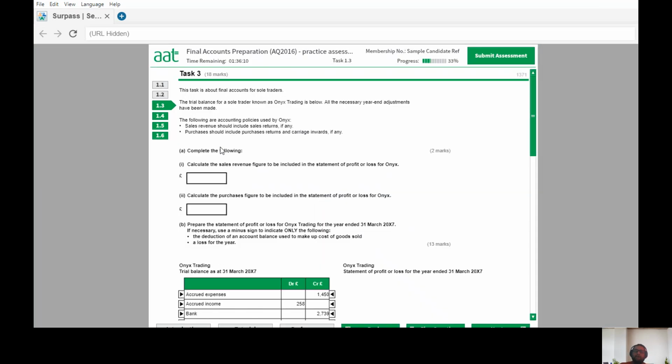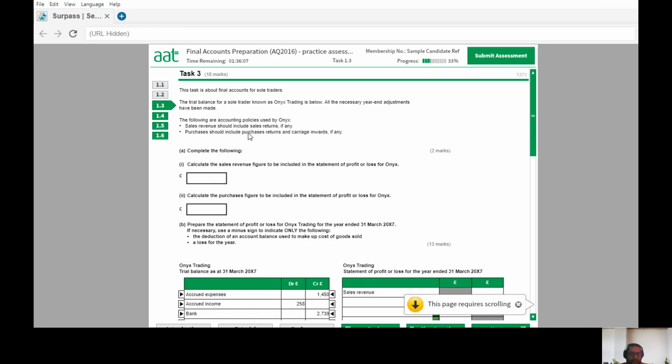So now we are looking into the sole trader final accounts. The trial balance for the sole trader known as Onyx Trading is below. All the necessary year-end adjustments have been made. The following are accounting policies used by Onyx. Sales revenue should include sales returns, if any. Purchases should include purchase returns and carriage inwards, if any. So what we need is that they're net of those two. They don't add those, they take them away. Okay, purchase returns get taken off and carriage inwards get added on.